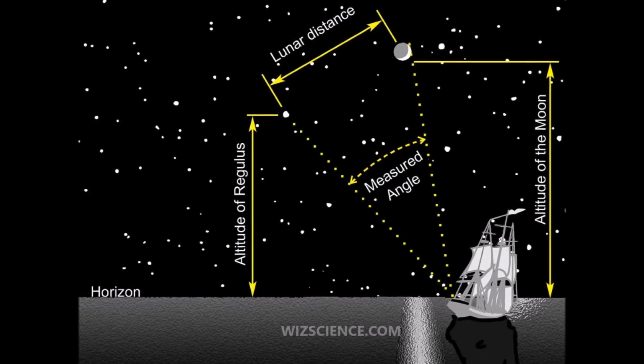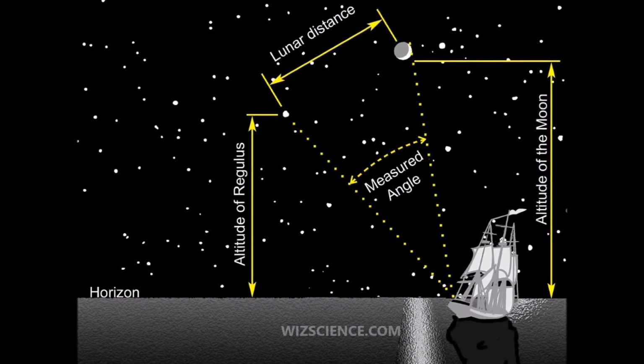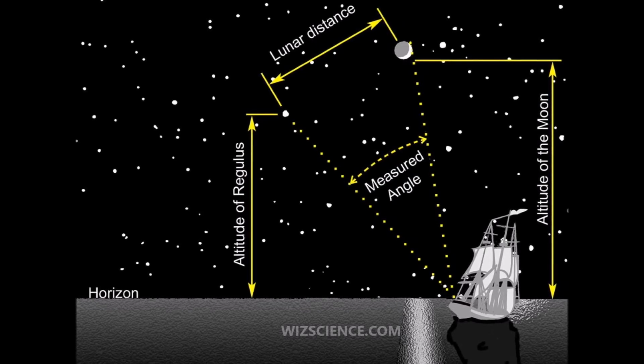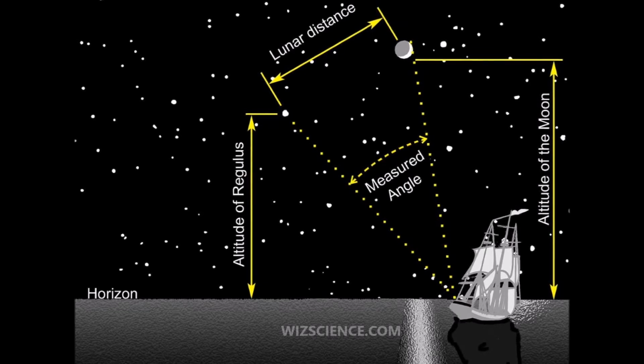Knowing Greenwich time and local time, the navigator can work out longitude. Local time can be determined from a sextant observation of the altitude of the Sun or a star. Then the longitude is readily calculated from the difference between local time and Greenwich time at 15 degrees per hour.